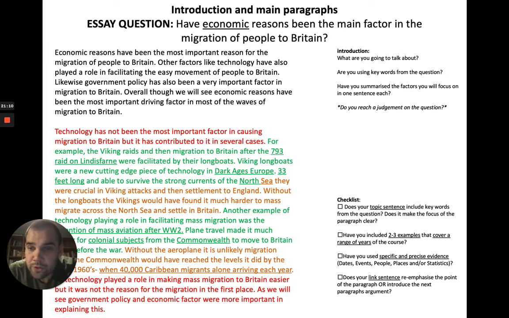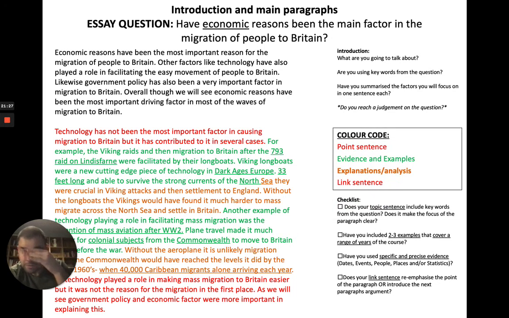Viking longboats were a new cutting-edge piece of technology in Dark Ages Europe, 33 feet long and able to survive in the strong currents of the North Sea. They were crucial in Viking attacks and then the settlement of England. Without the longboats, the Vikings would have found it much harder to mass migrate across the North Sea and settle in Britain. Now, a couple of key things just about that first part of that paragraph there.